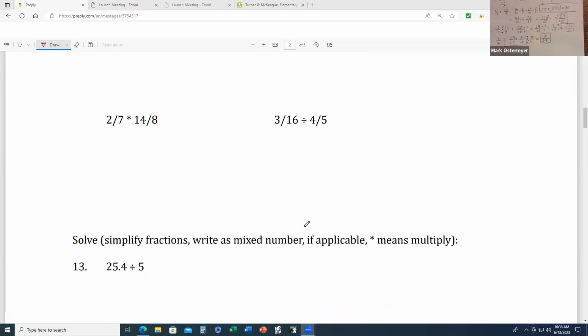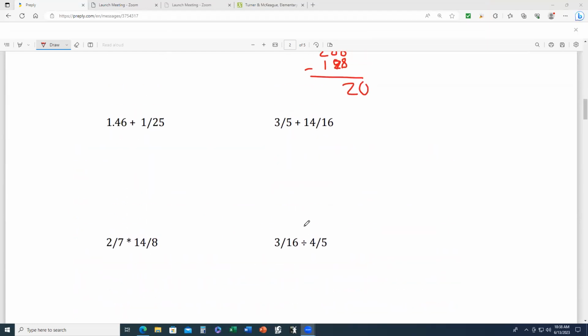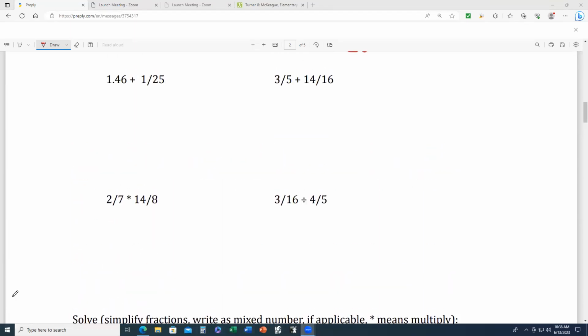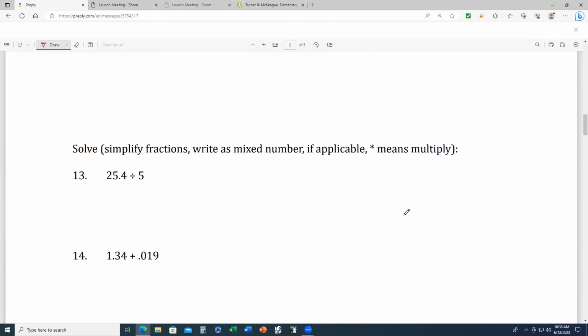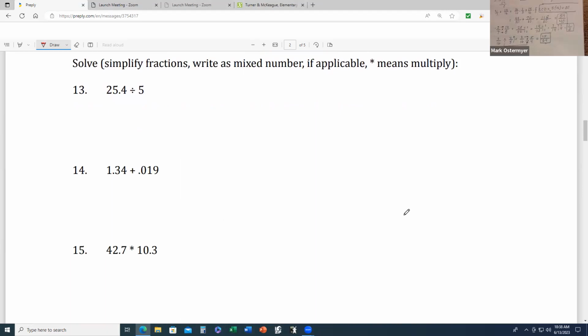All right. Where's the other questions? Can we go back to the first page, the other page? We have it up right here, correct? Okay, I got it now. So the one that you did, the 2/7 times 14/8, we just did that, right? Well, we just did 3/16 divided by 4/5. We just did this one. Okay, now we're ready to go on to these, correct? Yes. So do you want to do these?